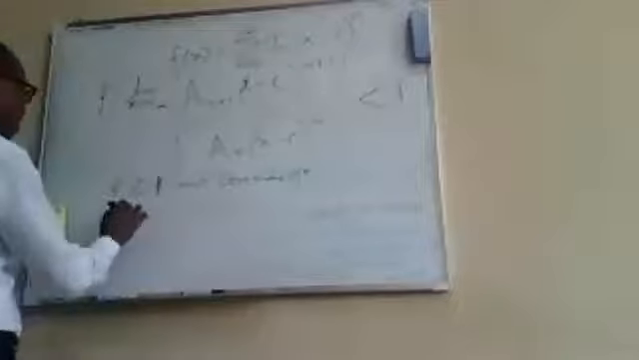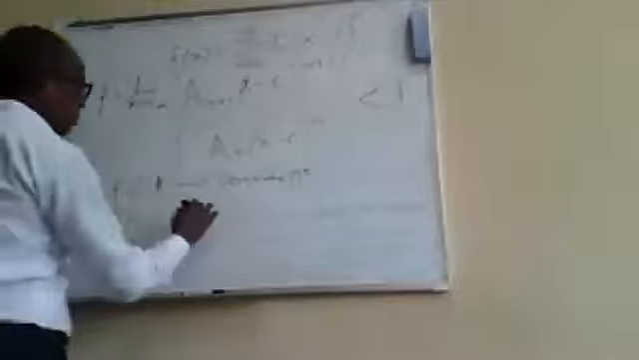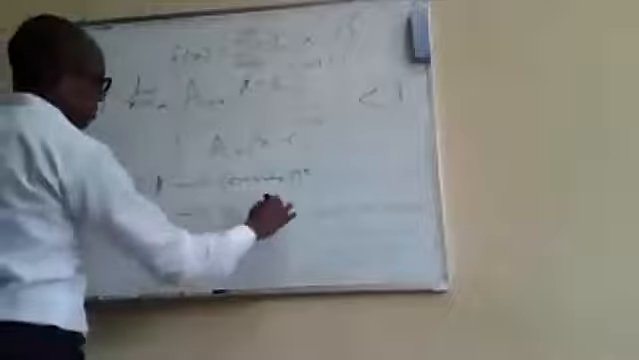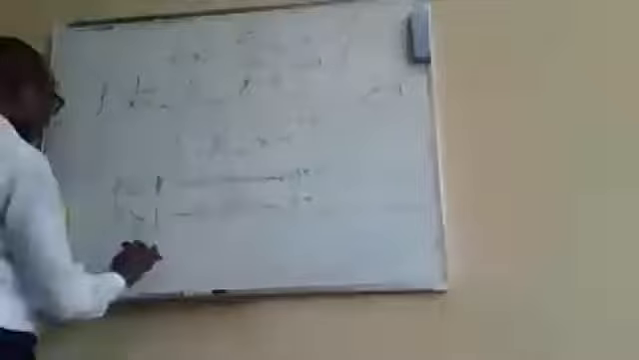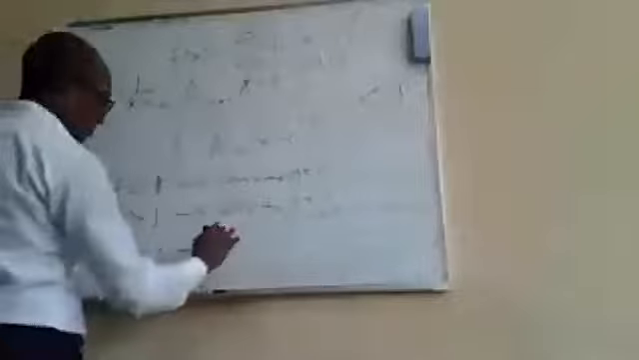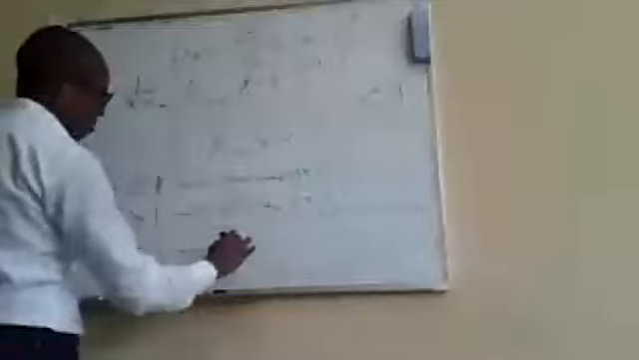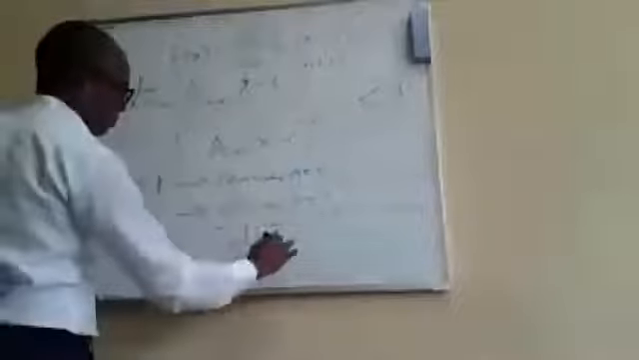Then if this is greater than 1, that means the series diverges. But when it is equal to 1, the test fails. The series may or may not converge. Test failed. So if it is equal to 1, the test failed. That's what we mean by that.